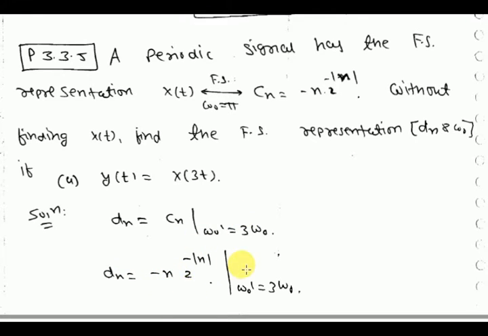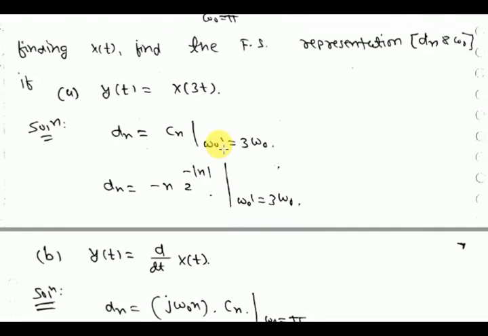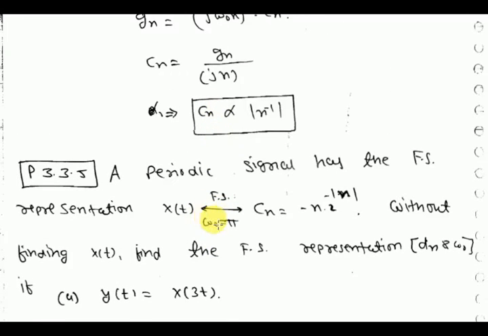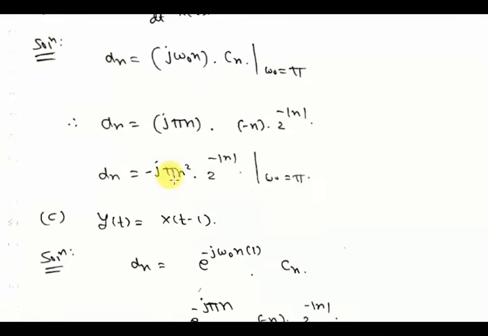Next is y of t equal to d by dt of x of t. So dn will be equal to j omega naught Cn, according to the differentiation property. Here omega naught is pi, as given in the question. So put omega naught equal to pi, and you will find dn is equal to this.